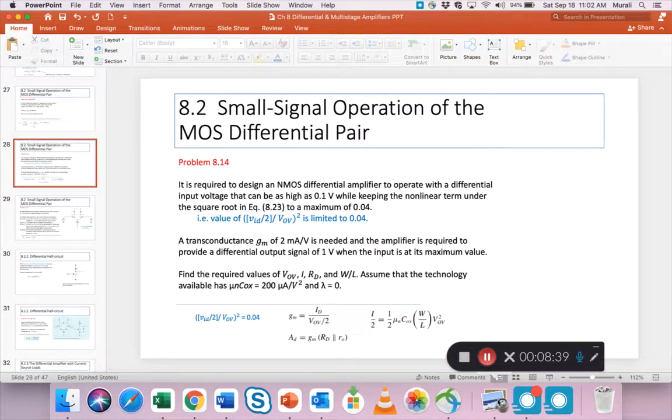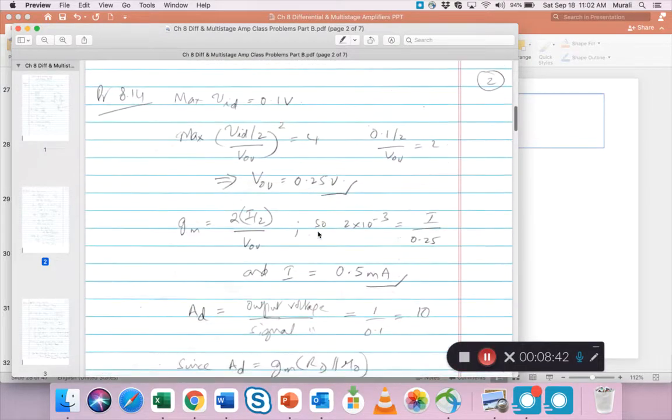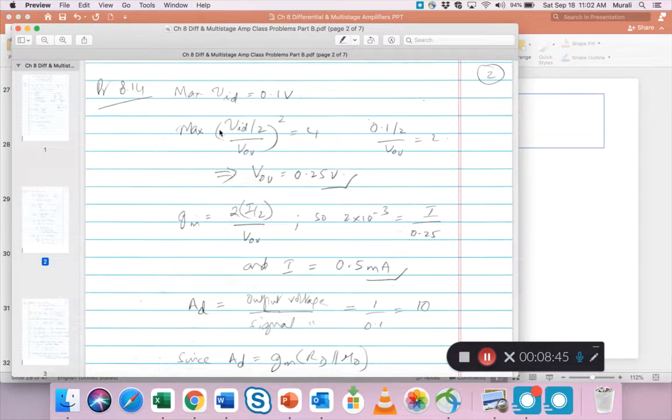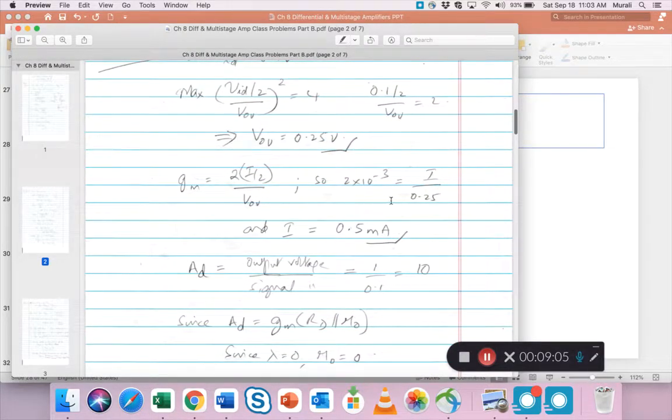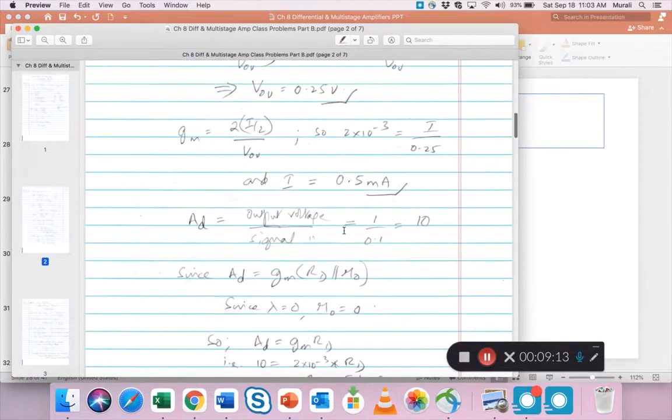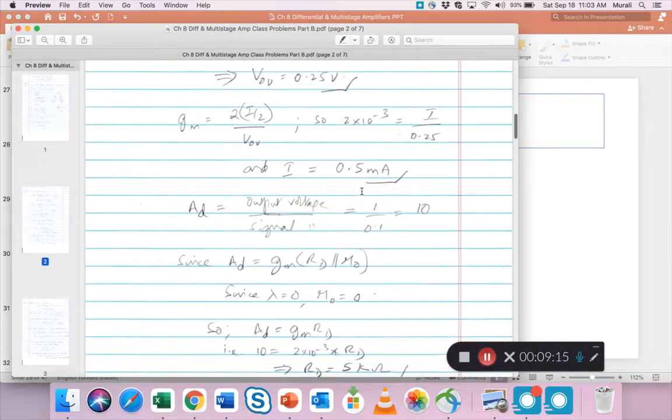And to see how all this is used, let's look at 8.14. Maximum VID has to be 0.1. That's the input signal voltage. Now maximum VID also has to be limited by another formula, another condition. So based on this condition, you can pick VOV to be 0.25. GM is this, so GM comes out. GM is given, I think, as 2 milli. So I comes out to be 0.5 milliamps.